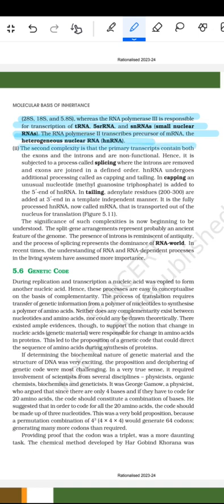The second complexity is that primary transcripts contain both the exons and the introns and are non-functional, hence it is subjected to a process called splicing, where the introns are removed and the exons are joined in a defined order. hnRNA undergoes additional processing called capping and tailing. In capping, an unusual nucleotide, methylguanosine triphosphate, is added to the 5' end of the hnRNA. In tailing, adenylate residues are added at the 3' end in a template-independent manner. It is the fully processed hnRNA, now called mRNA, that is transported out of the nucleus for the translation.